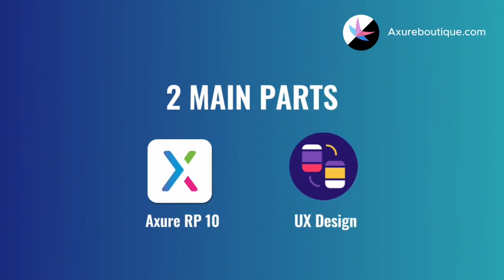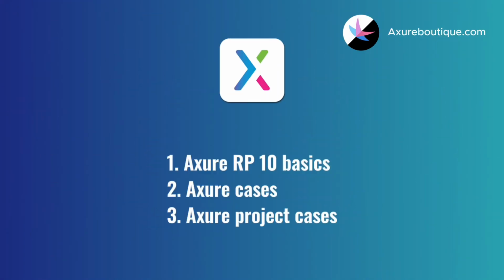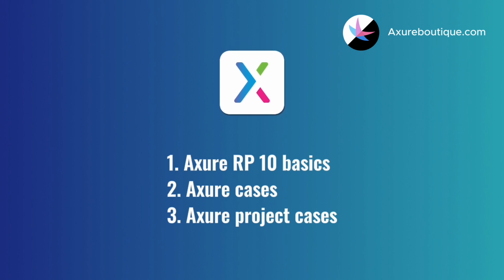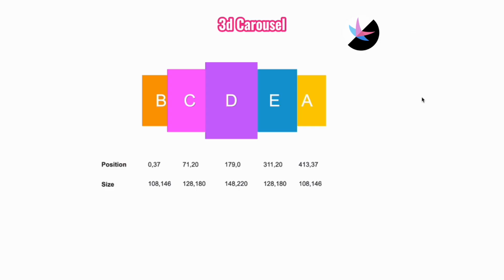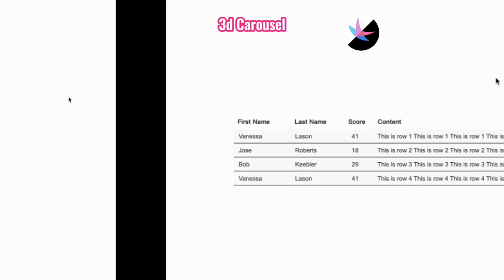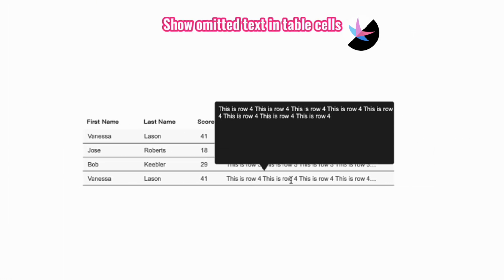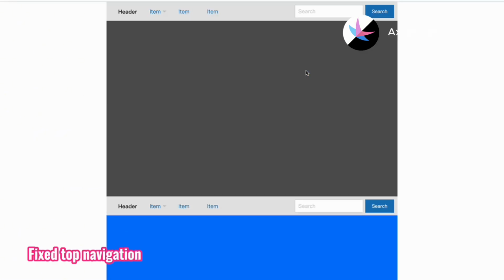This course consists of two main parts, Axure RP 10 and UX design. The Axure RP 10 part includes Axure RP 10 basics, Axure cases, and Axure project cases. Axure RP 10 basics cover the basic features and operations of Axure RP 10 that you need to know. Axure cases include more than 40 cases for making a variety of common mobile and desktop components and interfaces.